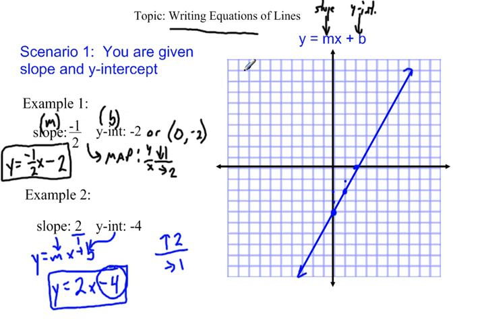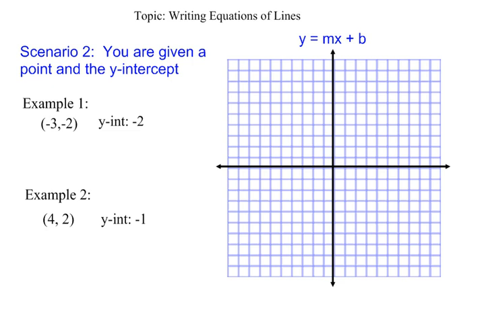So that's by far the simplest because you have all the information that you need to write the line. Now let's look at examples when you do not. Scenario 2, say you're given a point and you're given a y-intercept. Now the point, here's what we haven't really talked about yet. The point is going to be an xy pair. And we'll use example 1 to get us started. So you have an x, you have a y, and you have a y-intercept.